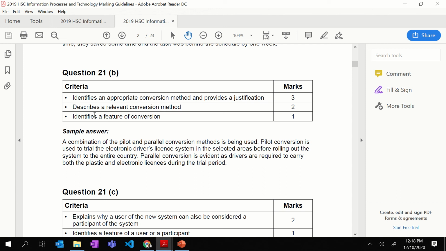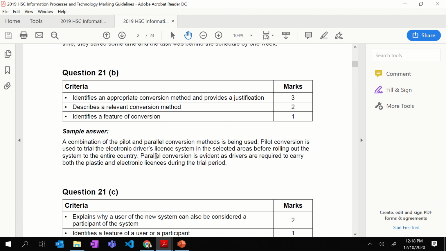If you only simply describe a relevant conversion method, so if you describe, say, a parallel conversion method and you say both systems are working at the same time, that's describing what a relevant conversion method is, and so you get 2 marks. But if you identify a feature of a conversion method, if you said a phased one is small components are added, that's identifying a feature of a conversion method, then you get 1 mark as well.